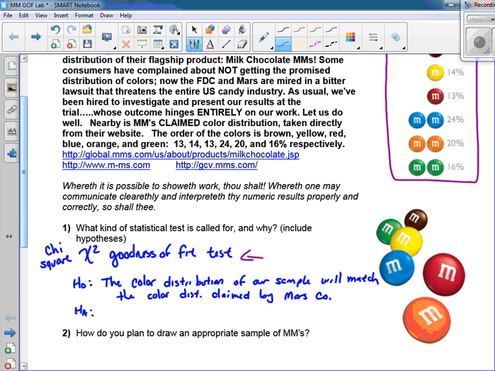And it says include hypotheses. So our null hypothesis is that the color distribution of our sample will match the color distribution claimed by Mars Company. And our alternative is going to be that the color distribution of our sample does not match the color distribution claimed by Mars Company. Okay? That's all I've got to know.